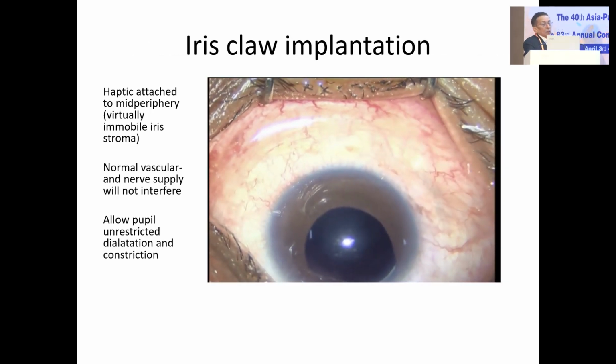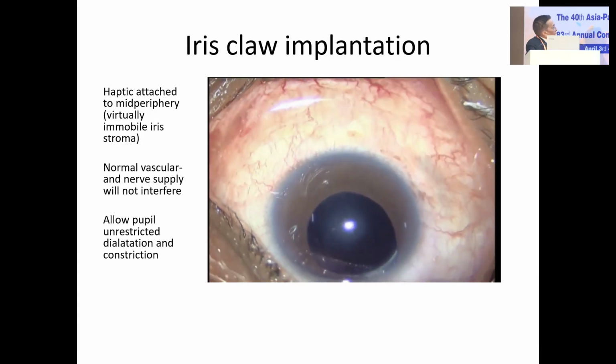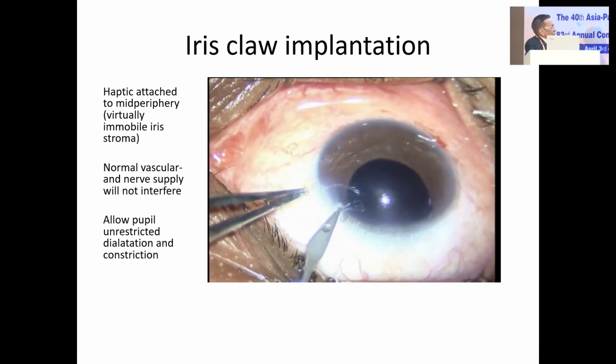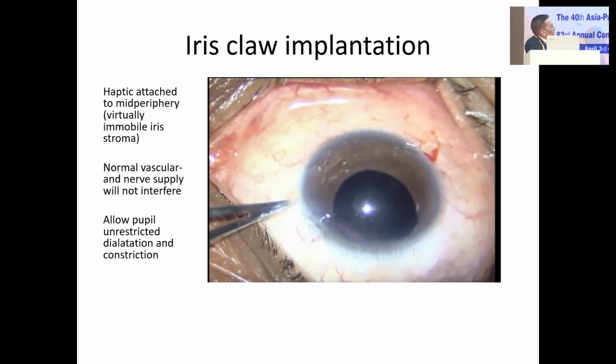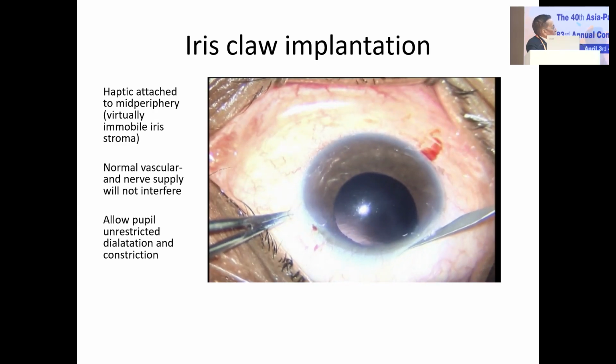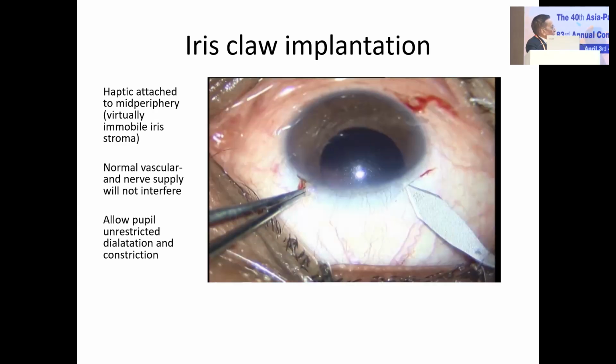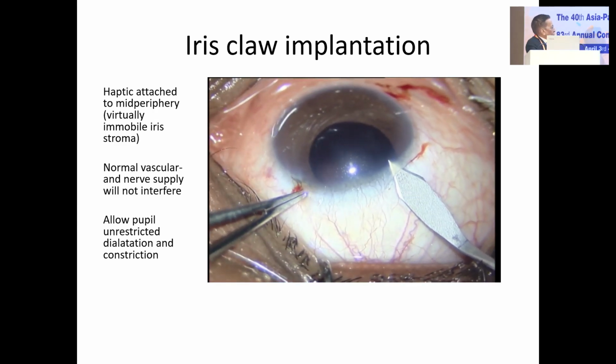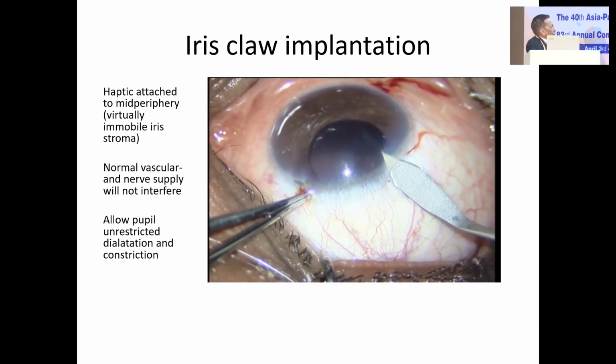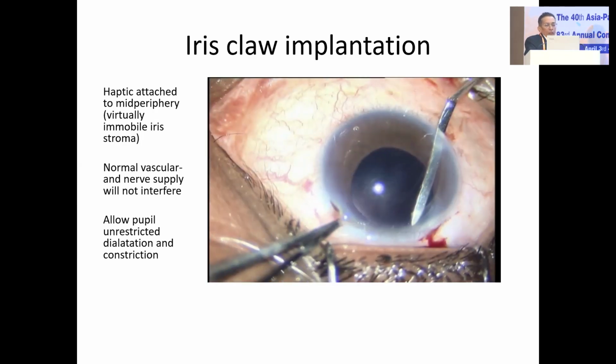This is one such case. The haptic in this type of case is attached to the mid periphery, where normal vascular and nerve supply will not be interfered with, and it allows the pupil unrestricted dilatation.